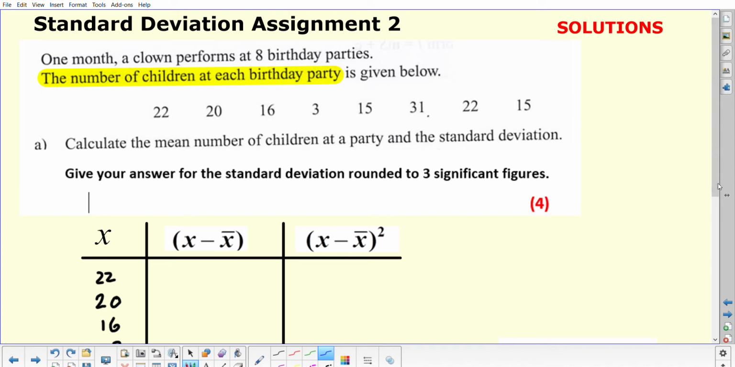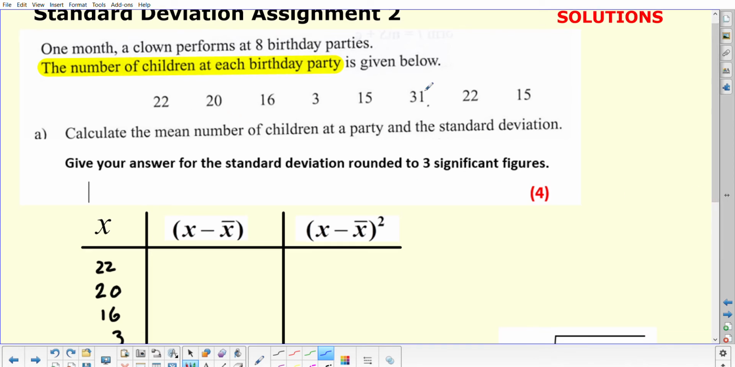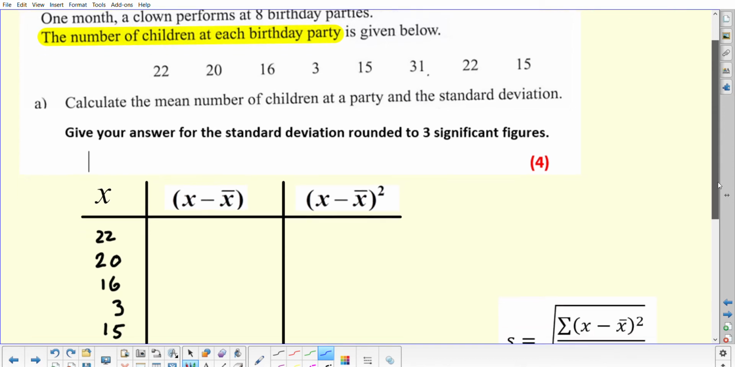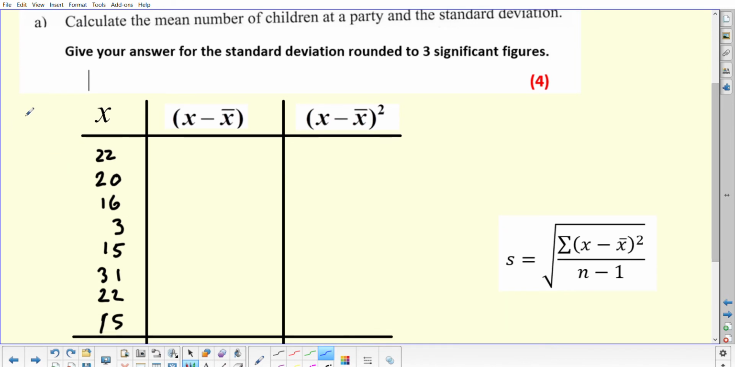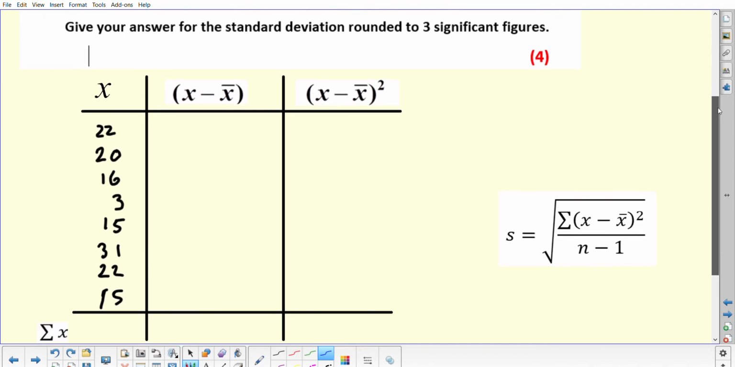So first bit, there's the list of all the 8 different parties. That's the number of children that attended them. So calculate the mean number of children at a party and the standard deviation. Anytime it mentions that, you immediately need to create a table that's got 3 columns: your x, your middle column, x minus x bar, and your third column, x minus x bar squared. It doesn't tell you to do that, but I'm suggesting to you that is definitely the best way forward.